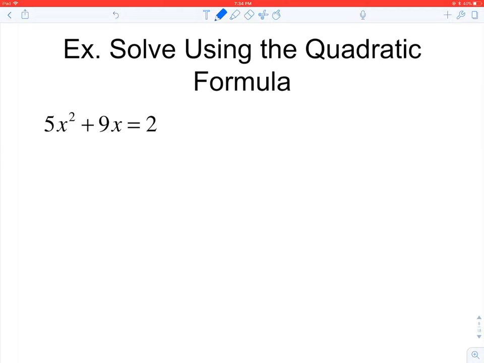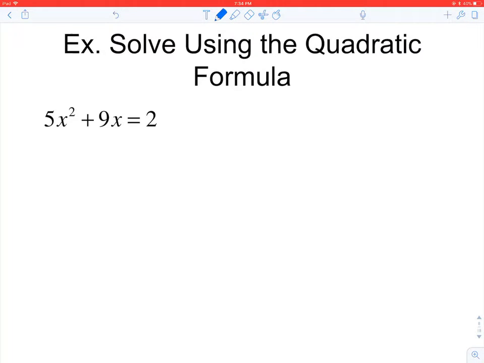Okay, now sometimes you're given an equation that's not ready to have the quadratic formula used to solve it. Just like factoring, we need to get 0 on one side of the equation in order to use the quadratic formula. So to get 0 on the right-hand side of the equation here, I would subtract 2 from each side.